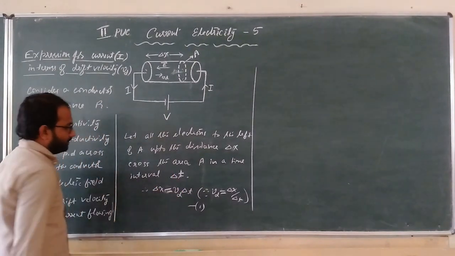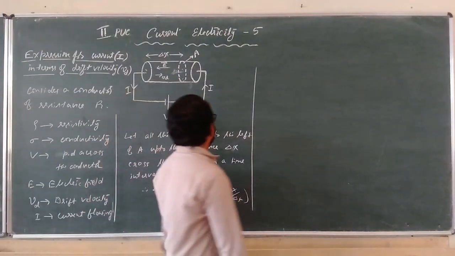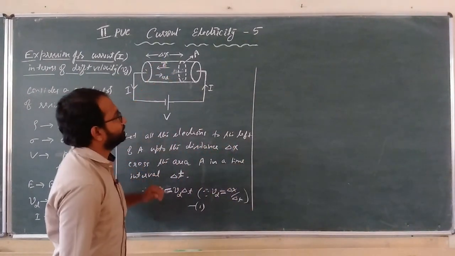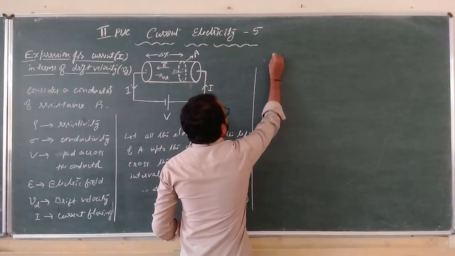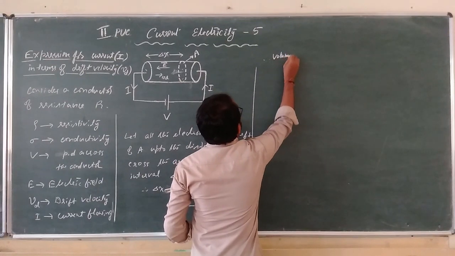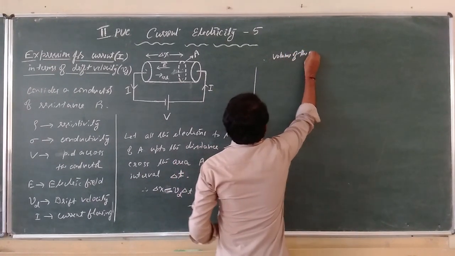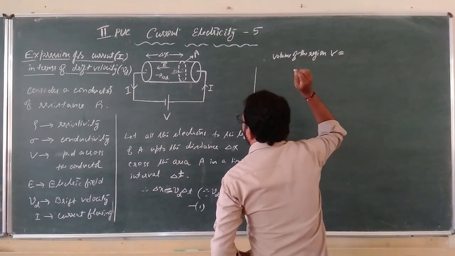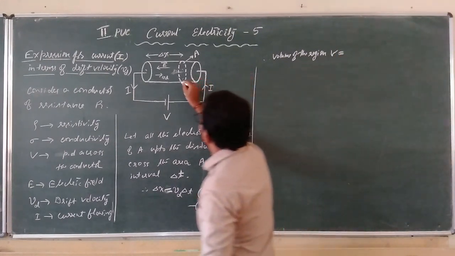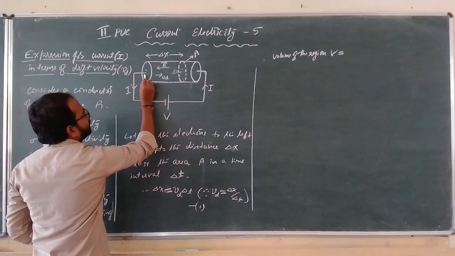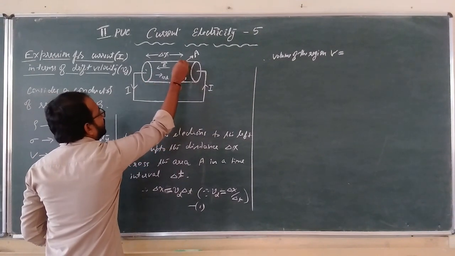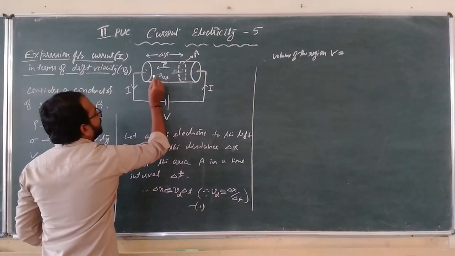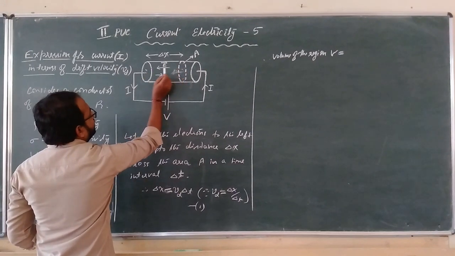Now what about the volume? What is the volume of this particular region? The volume of the region is V, which is equal to, how to calculate the volume of this particular region, say from here to here. See, area of cross section is A, distance is the height of the cylinder.